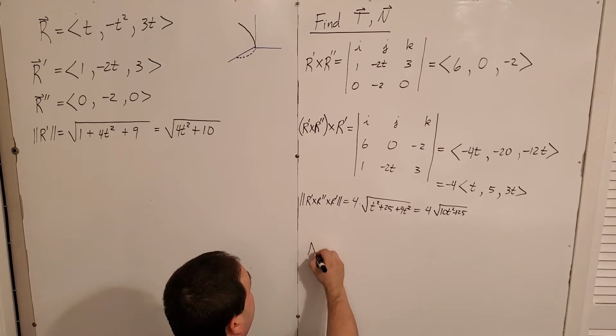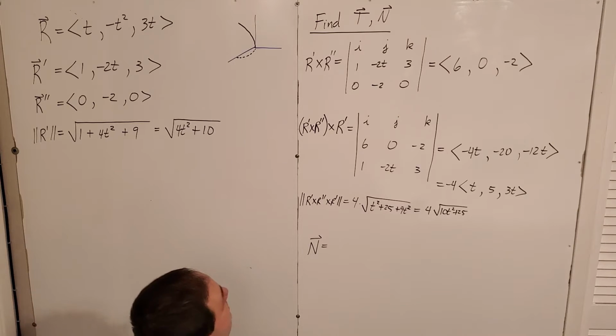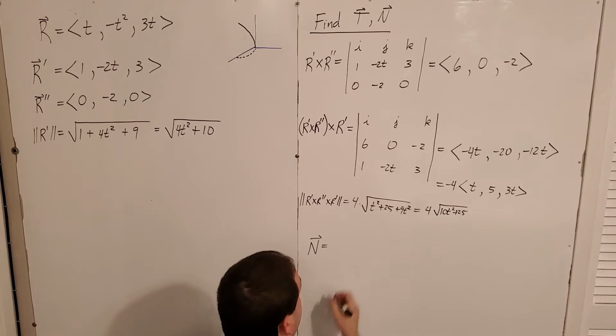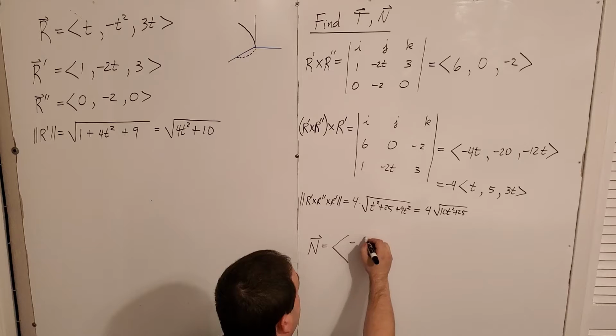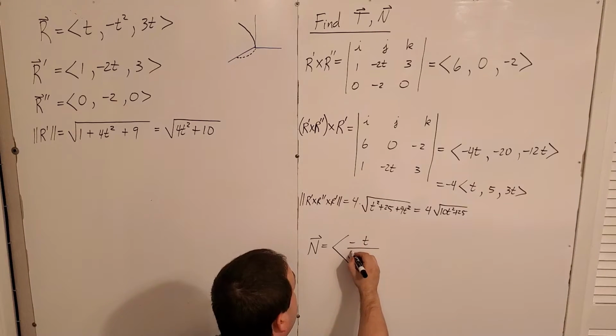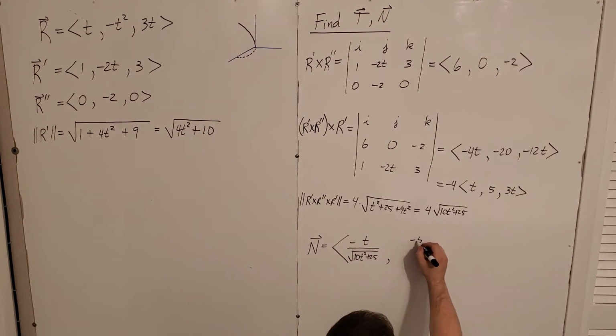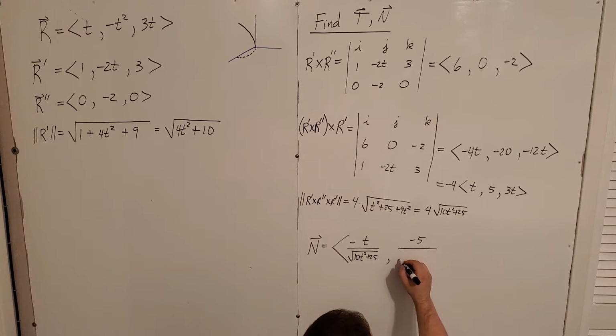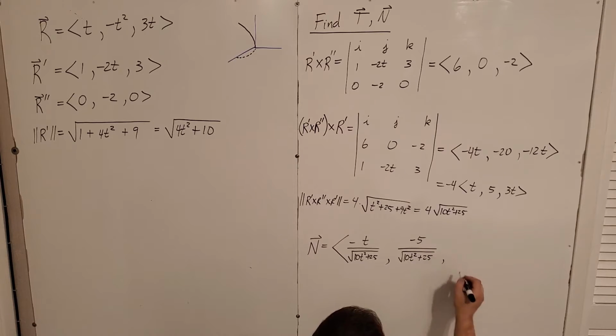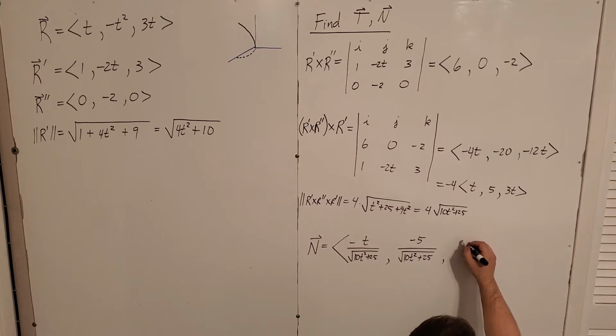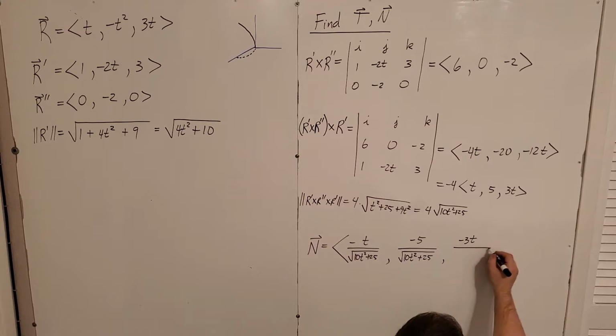So my N vector is then equal to negative t over square root 10t squared plus 25, negative 5 over square root 10t squared plus 25, and negative 3t over square root 10t squared plus 25.